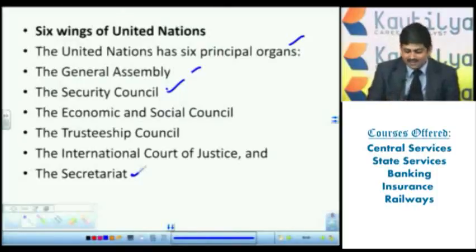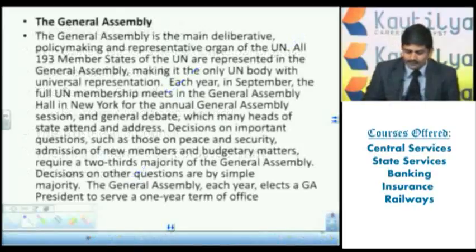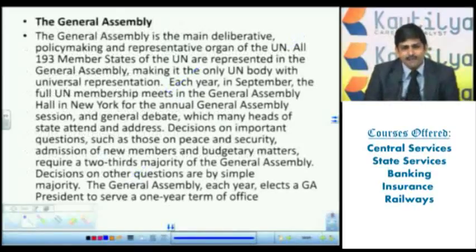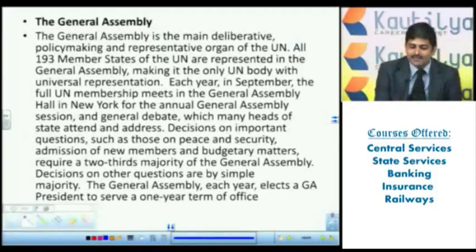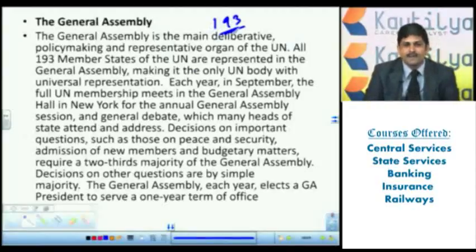Now let us discuss the General Assembly. Every country is a member of the United Nations General Assembly. As of now, there are 193 members in this prestigious organization. Whichever country takes membership in the United Nations, first of all, it will become a member of the United Nations General Assembly.